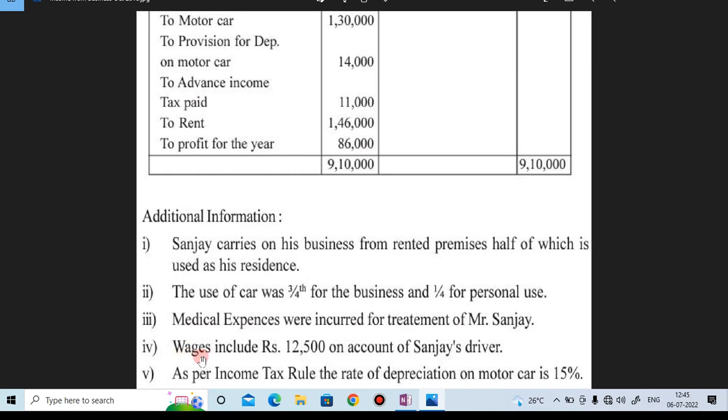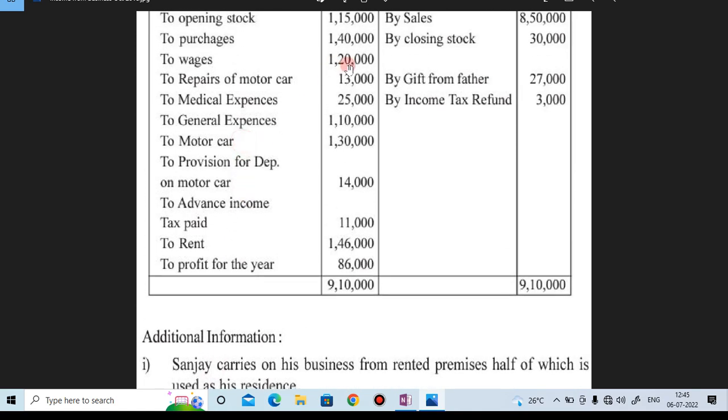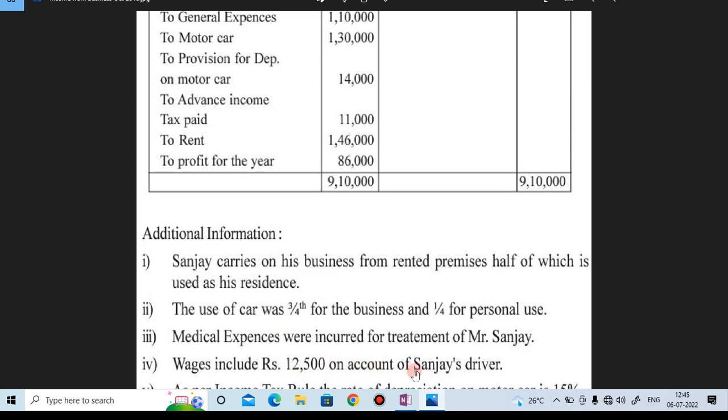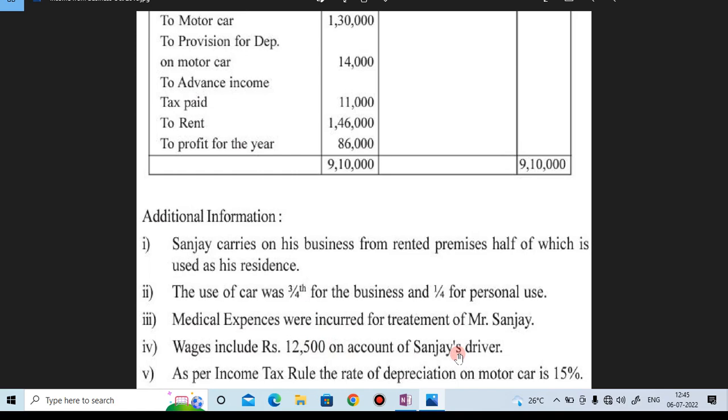Adjustment number 4 is wages includes rupees 12,500 on account of Sanjay's driver. So wages is total 1,20,000. This wages includes 12,500 for Sanjay's personal driver. So this is not related to business. It is related to what? Personal thing, that is driver. Driver is Sanjay's personal driver. So for that the wages is given, 12,500. Now driver is related to what?